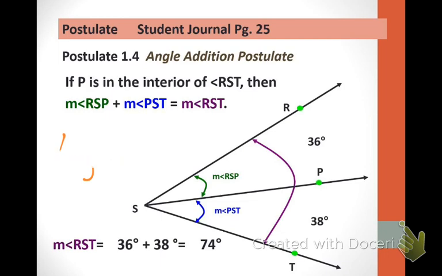So in layman's terms, you want to write this down. What you're going to do is you're going to take the inner plus the inner, and it will equal the outer. So the inner angle plus the inner angle equals the outer angle. That's the best way I can dumb it down.